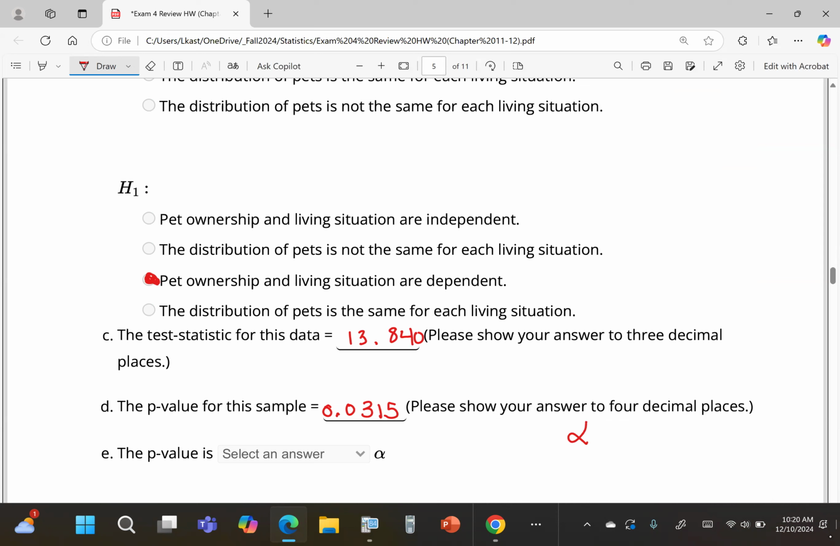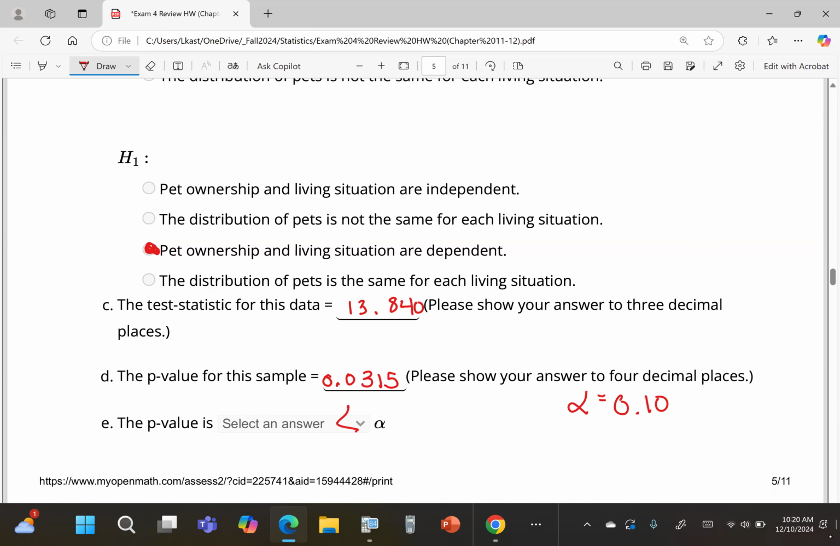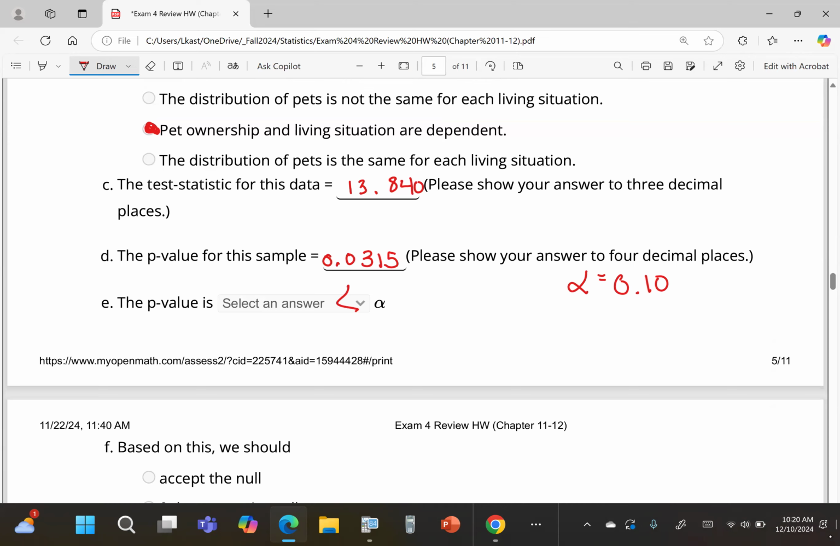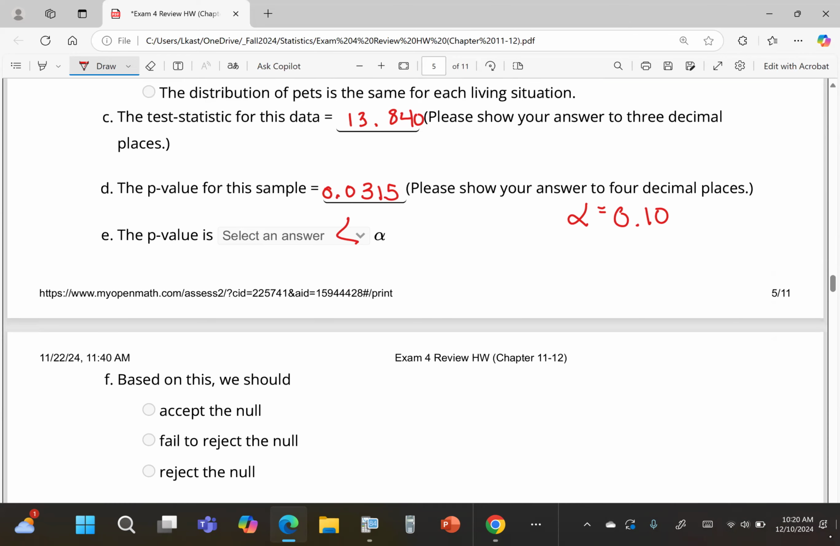And what was alpha? What was it? 0.1. It's right below the table. What can be concluded at an alpha of 0.1? So is that p-value less than alpha? So what do you conclude? You reject the null hypothesis, correct? If the p is low, the null must go. So we're going to reject the null hypothesis.